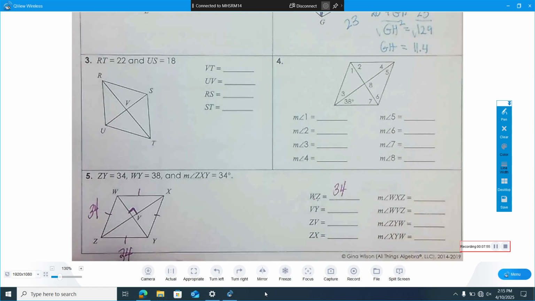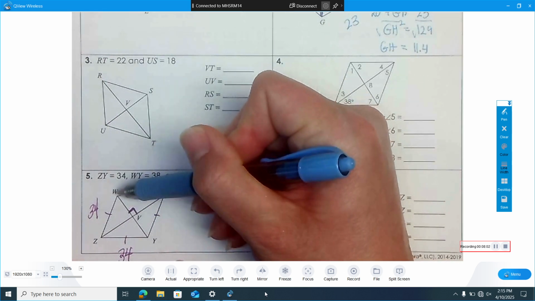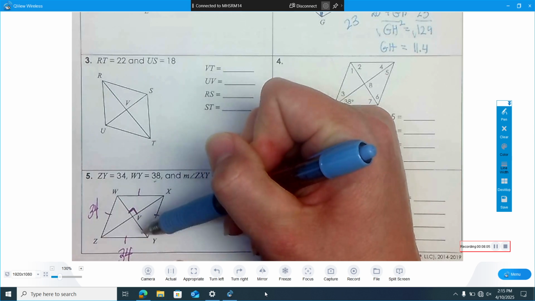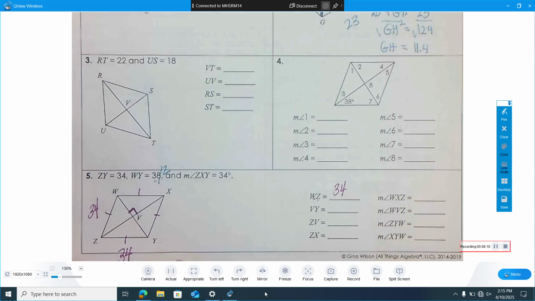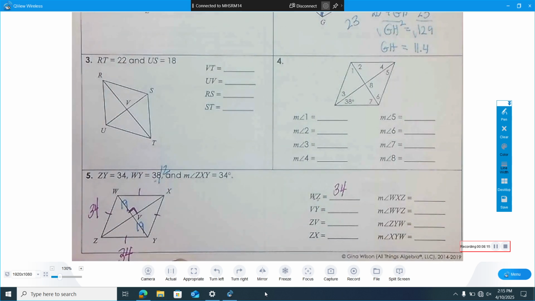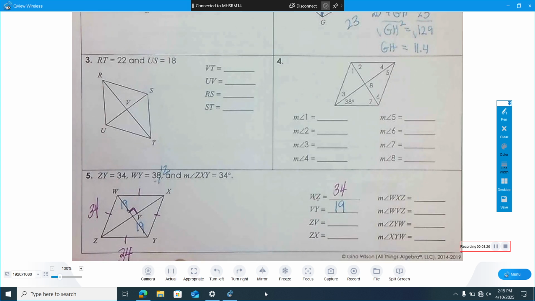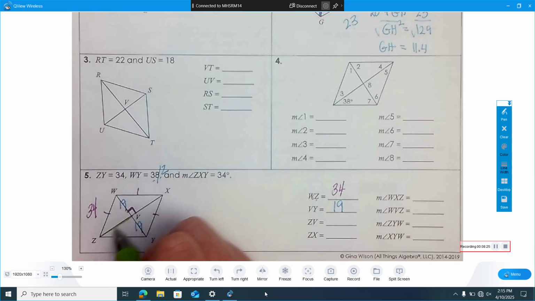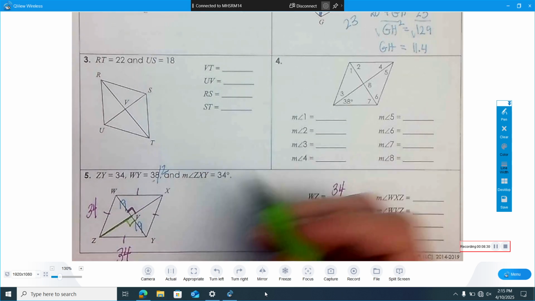All right, let's see. They also told us that WY is the whole diagonal. It's 38. What should I do with that whole diagonal? Split it in half. Divide it by 2. What is 38 divided by 2? 19. Very good. So each little baby diagonal is 19, which means VY is 19. Okay, how do I find ZV? ZV is right here. Pythagorean theorem again. Very good. So what should I write?